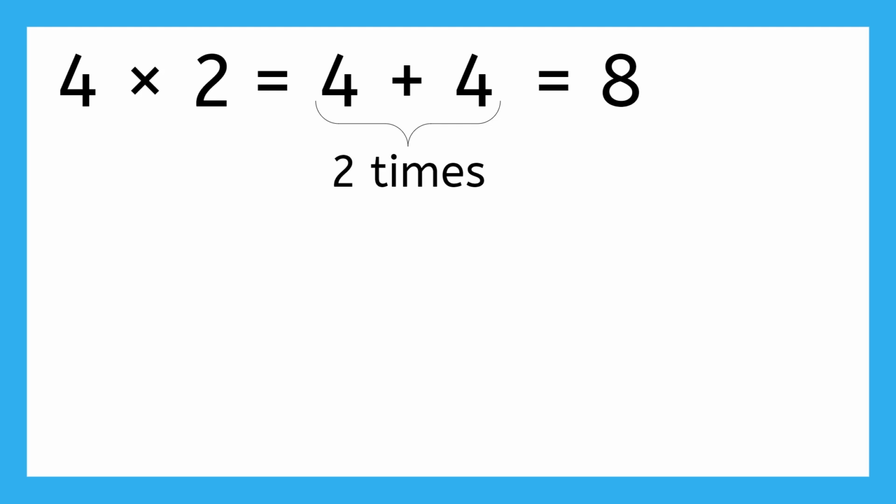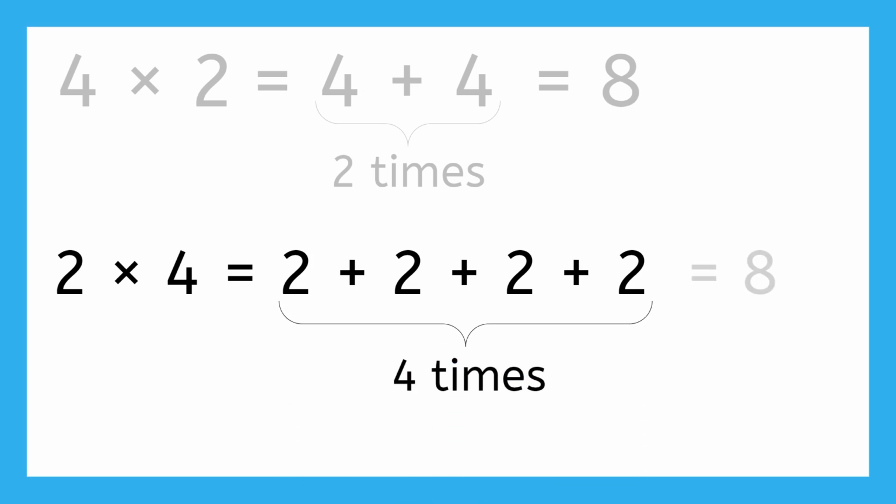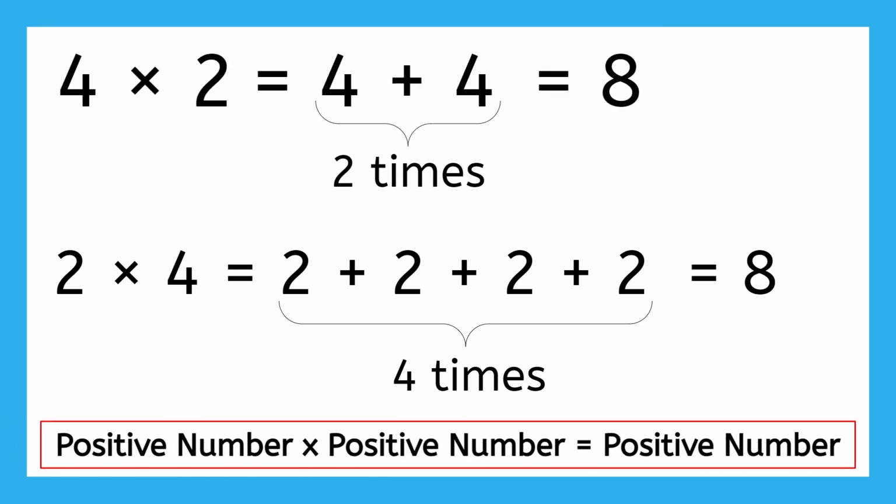Now, as we know, we can multiply terms together in any order. So what if we had written it as 2 times 4? That would mean 2 added together 4 times, or 2 plus 2 plus 2 plus 2, which would give us positive 8 as well. Since we know that repeatedly adding positive numbers always gives us a positive result, we can also see that any positive number times any positive number will always give us a positive answer.